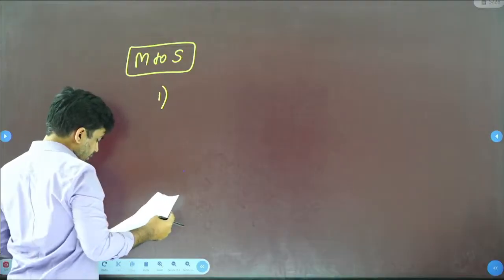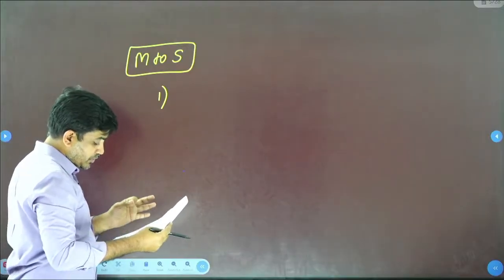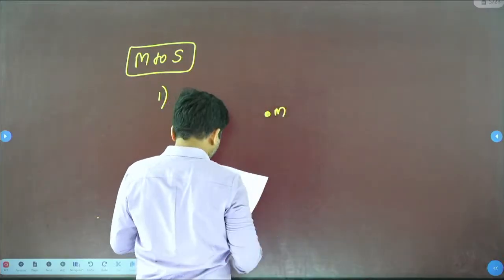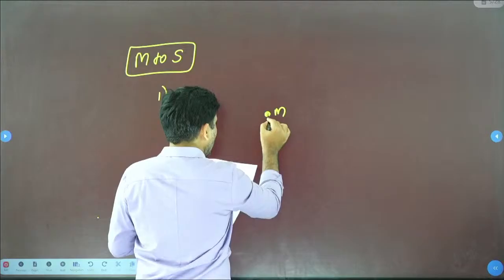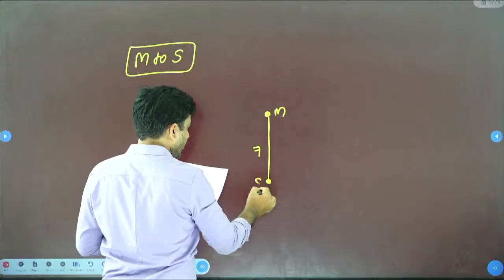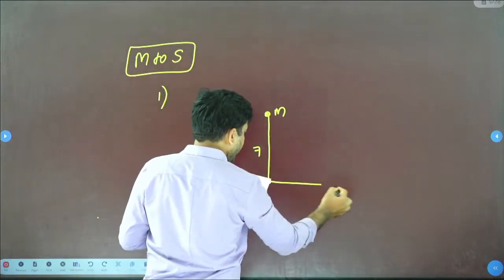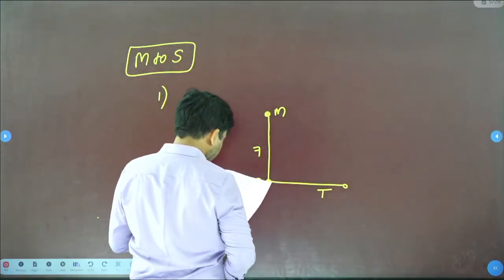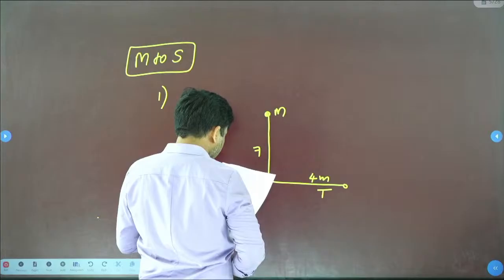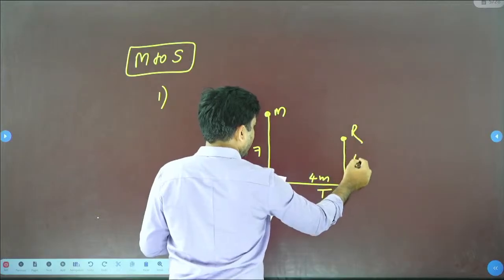First statement is given like this. Point S is 7 meters to south of point M. Say this is M. Then S is 7 meters to south side of M. This is 7, now it is S. Point T is east of point S. This is T. What is the distance? 4 meters. Then point R is north side of point T. How much? It is just 4.